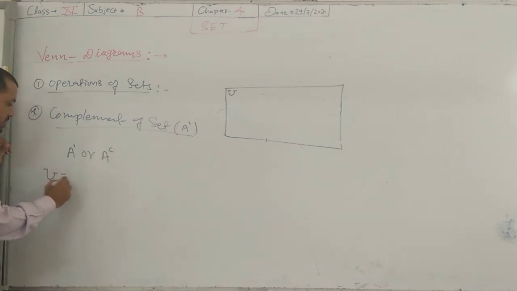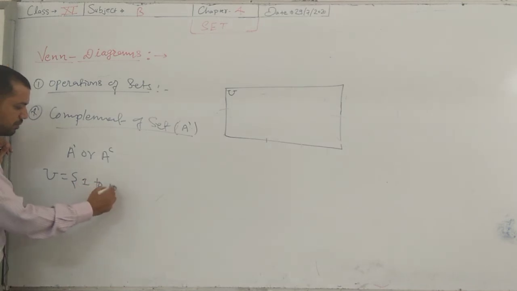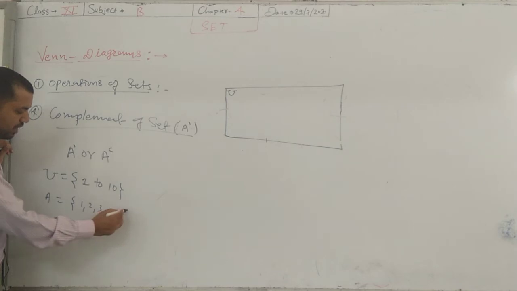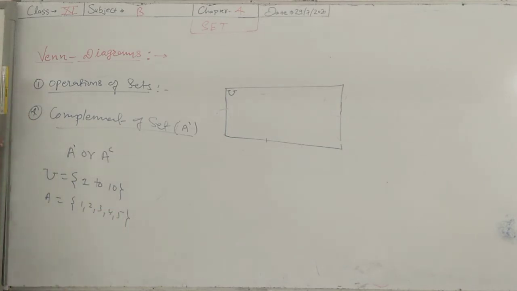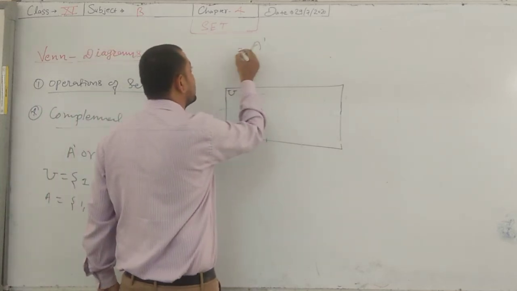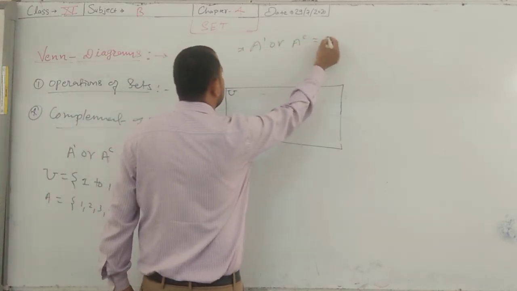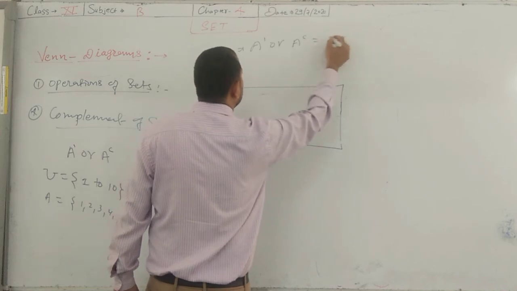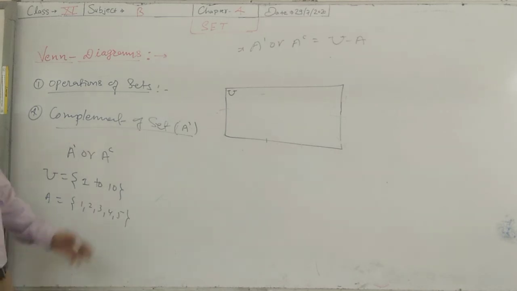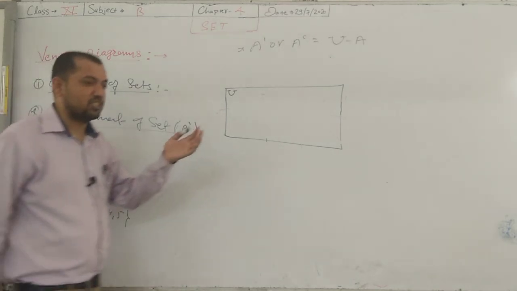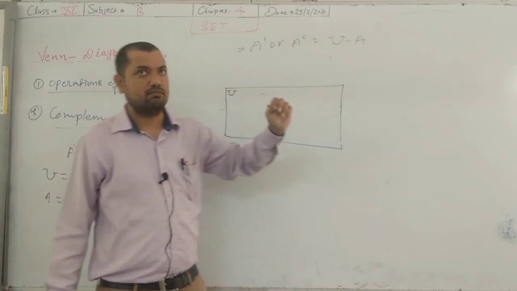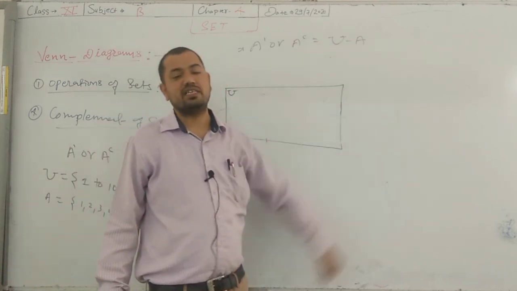For example, we have the universal set from 1 to 10, the same example, and set A is 1, 2, 3, 4, 5. How do we take the complement of set A? The complement is represented by A dash or A^C. It means U minus A. Minus means the difference of two sets. According to the definition of difference, it is the elements of set U which are not present in set A.